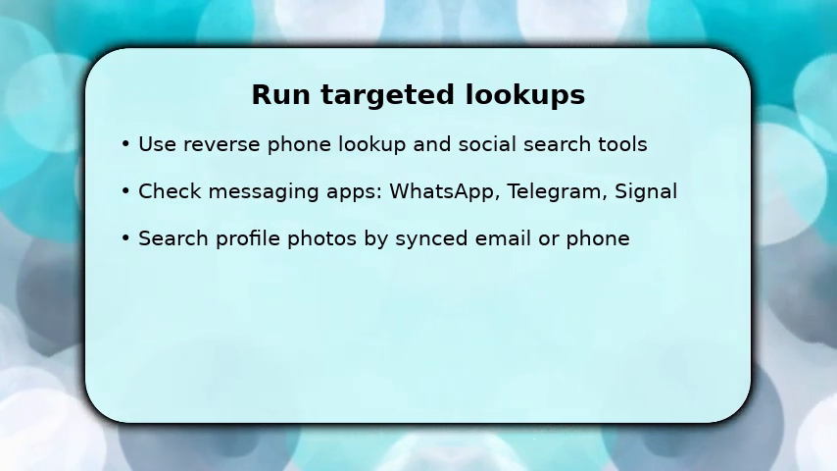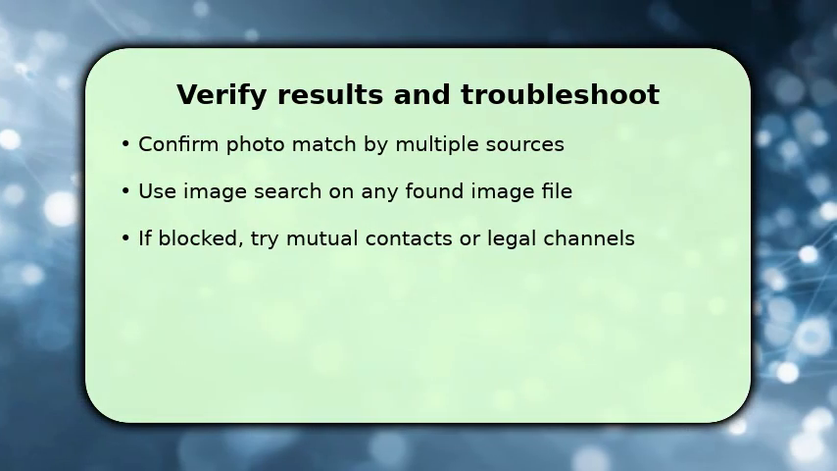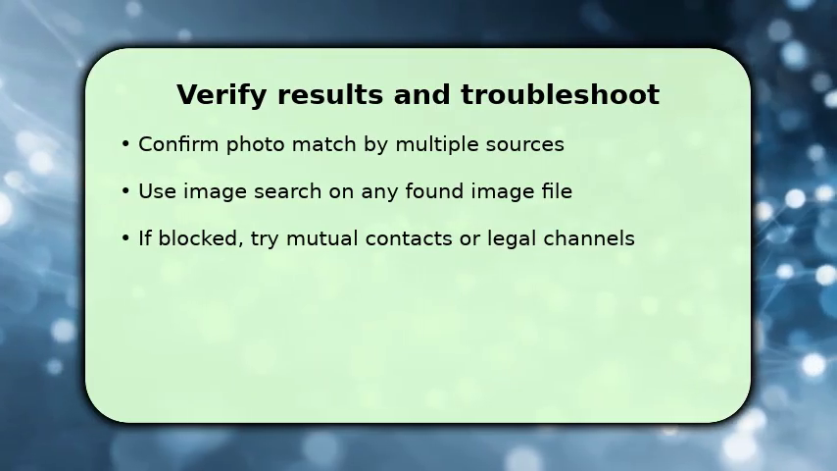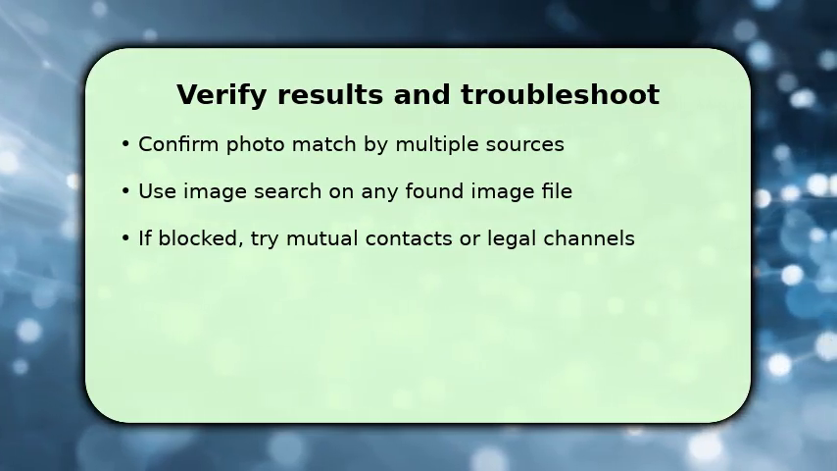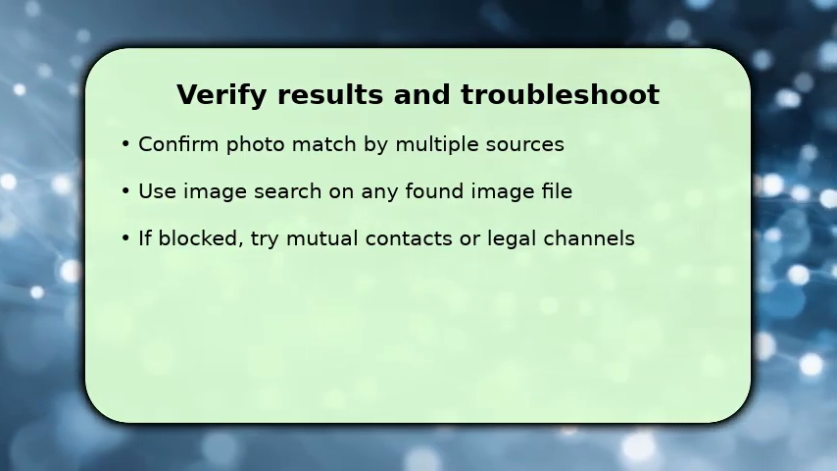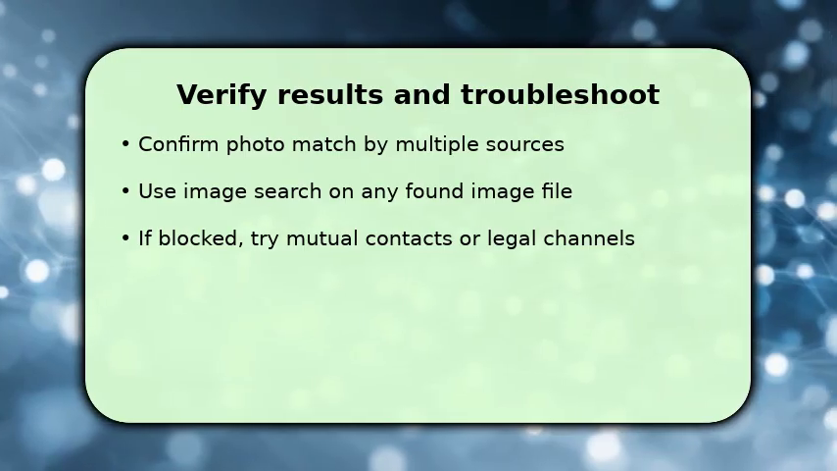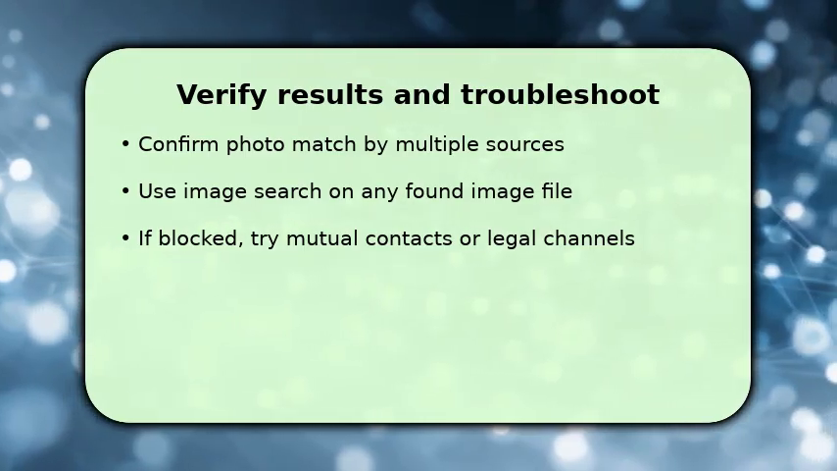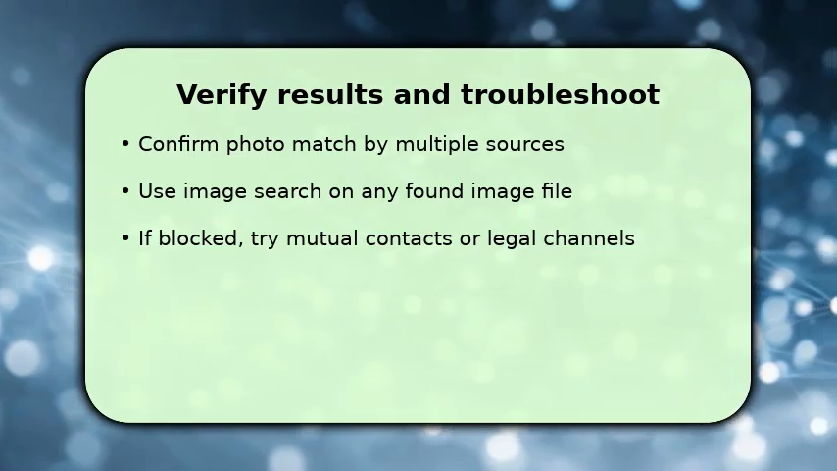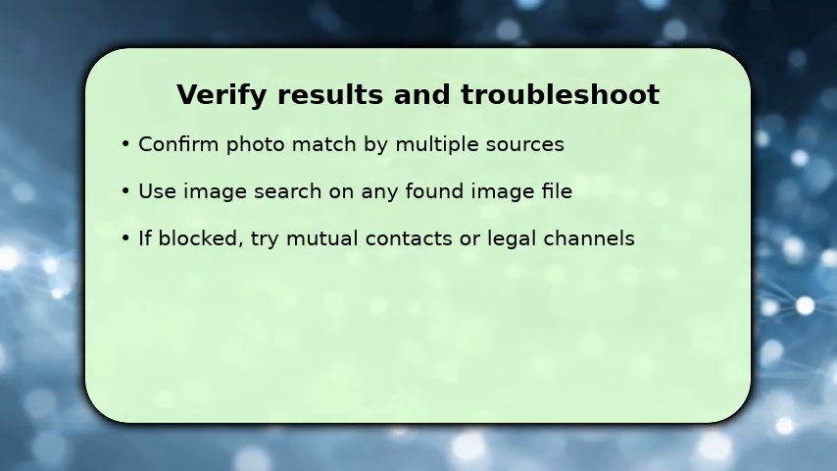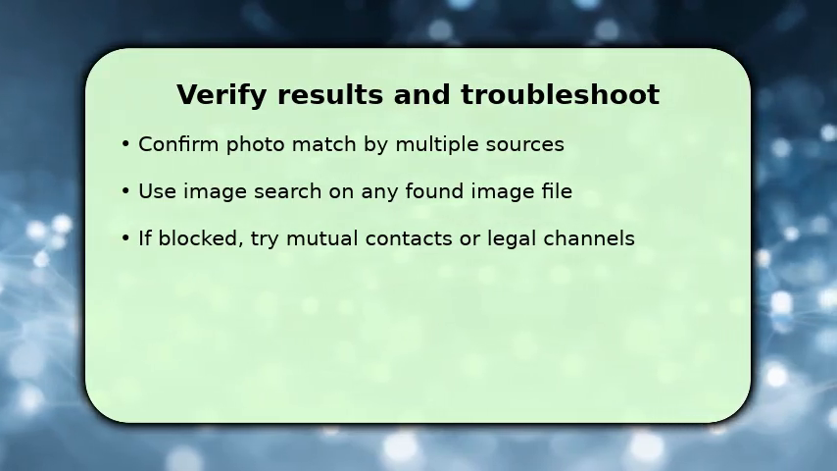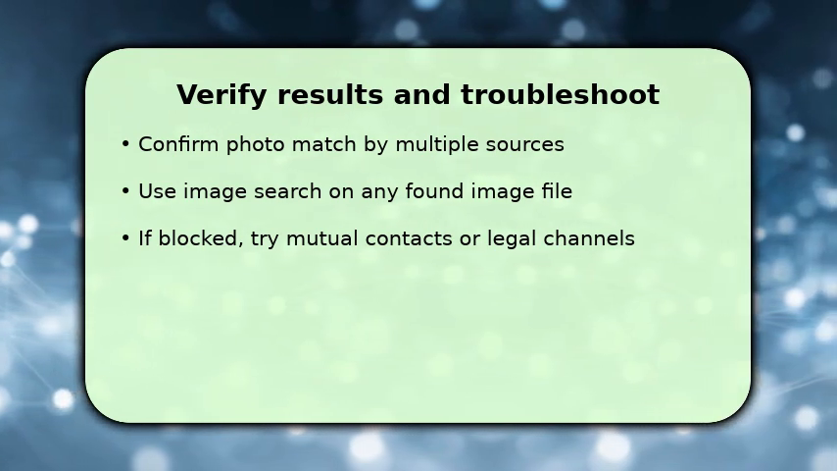You finish by verifying any found photo across at least 2 independent sources to reduce misidentification. Cross-check profile names, metadata, and timestamps. Once you have an image file, run a reverse image search to find other occurrences and context. If you get blocked or see only private profiles, contact a mutual connection or consider official/legal channels depending on necessity. Do not impersonate or bypass privacy controls. If nothing shows, wait and try again later because people change visibility settings frequently.